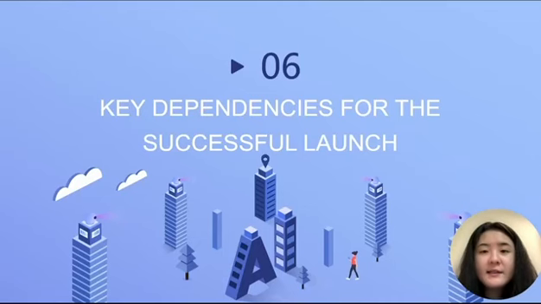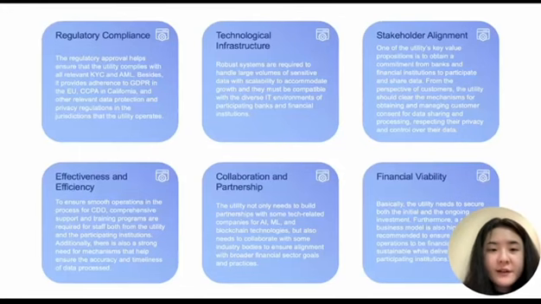And the sixth part is about the key dependencies for the successful launch, which is summarized as these 6 points. The first one is regulatory compliance. The regulatory approval helps ensure that the utility complies with all relevant KYC and AML. Besides, it provides adherence to something like GDPR in the EU, CCPA in California, and also some other relevant data protection and privacy regulations in the jurisdictions that the utility operates.